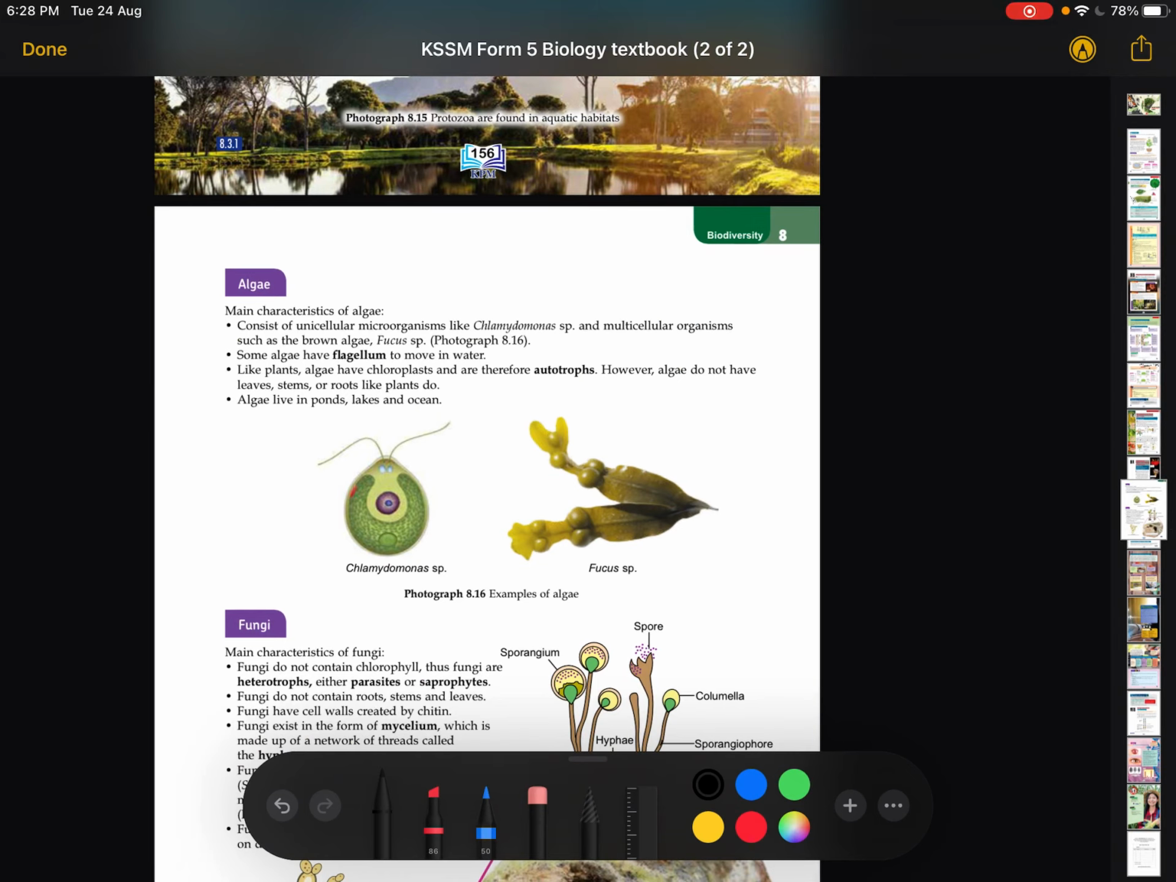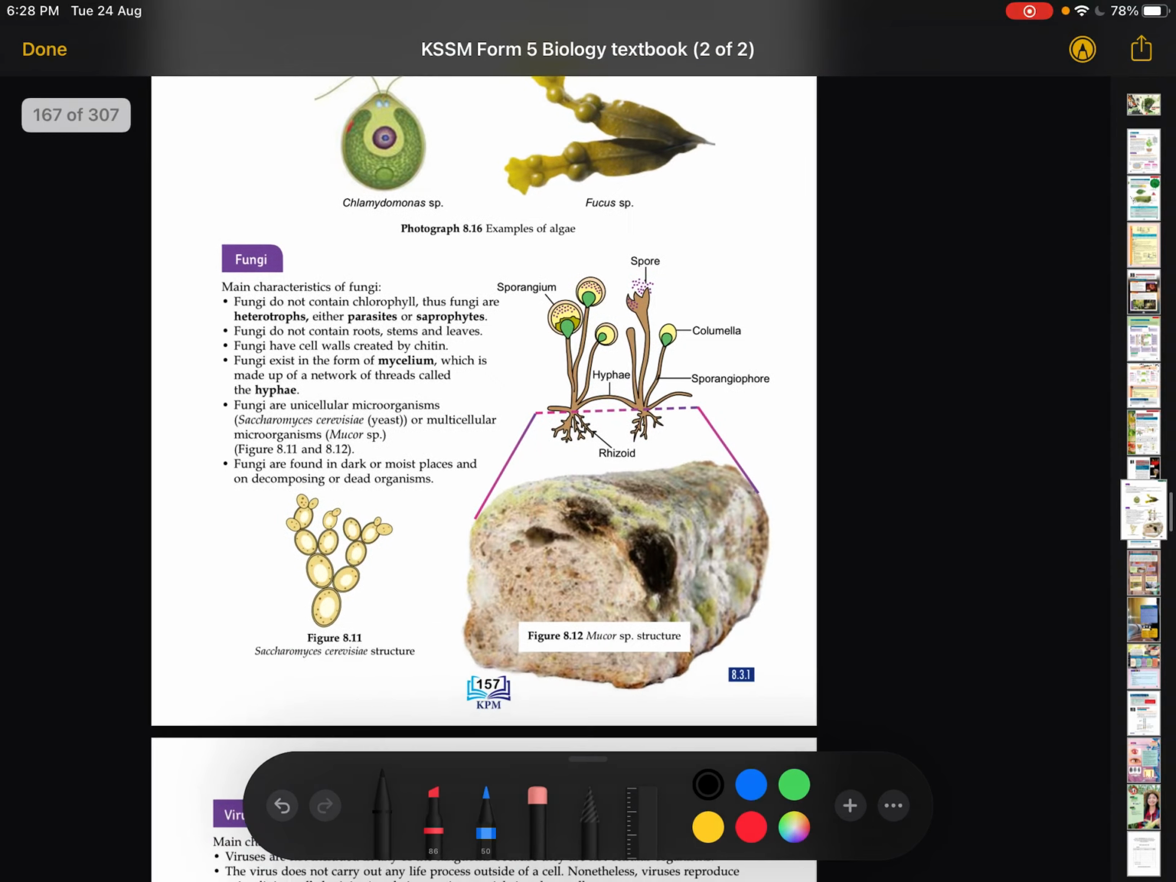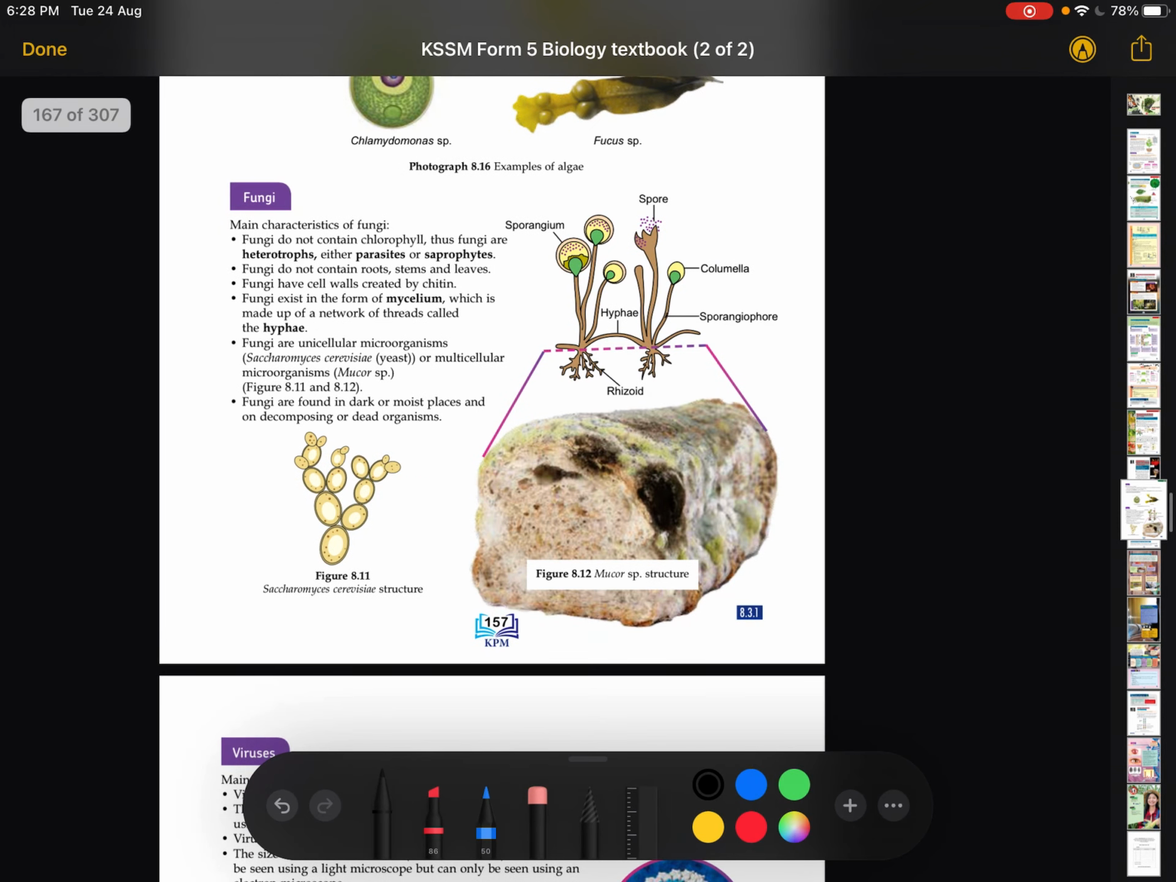Next is algae. Algae, again, are either unicellular or multicellular. Some algae also have flagellum, the tail. And the thing is that algae have chloroplasts, so they can actually undergo photosynthesis for themselves.